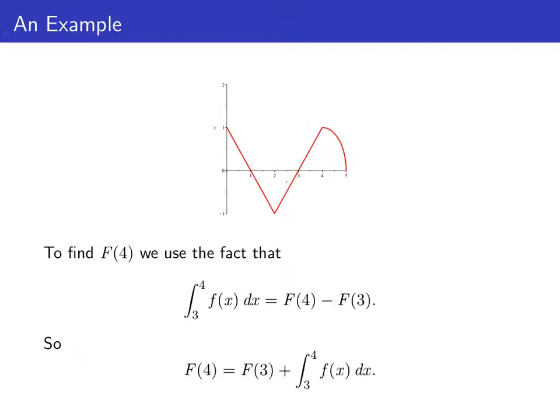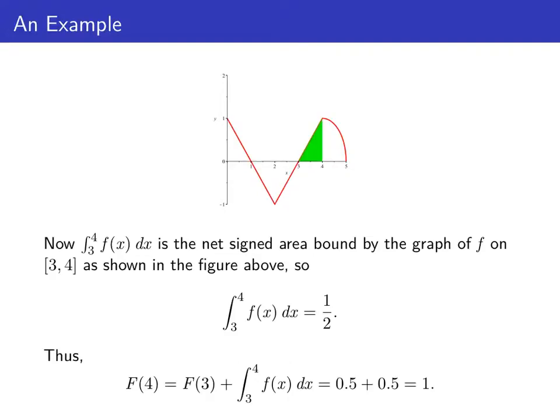Similarly, big F of 4 can be found by integrating little f of x from 3 to 4, and then that's equal to big F of 4 minus big F of 3. And we use the net signed area interpretation to calculate the integral from 3 to 4 of little f of x dx. It's the area of that green triangle, which is a half. So big F of 4 is big F of 3, which we found to be a half, plus this integral, which is a half, so we get big F of 4 to be 1.